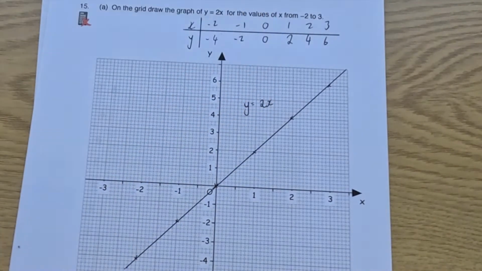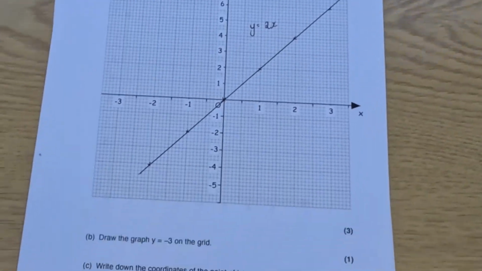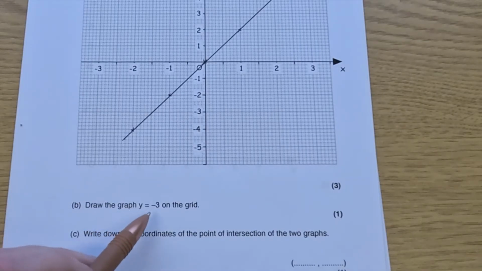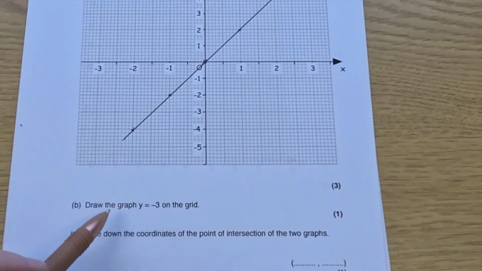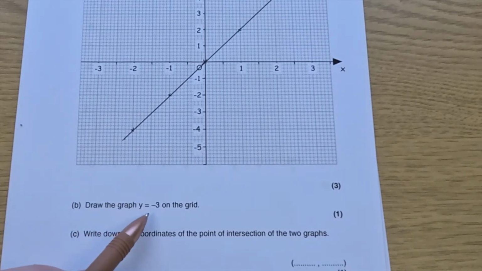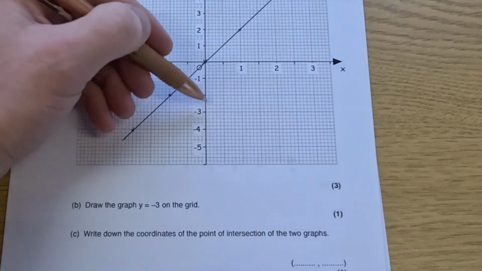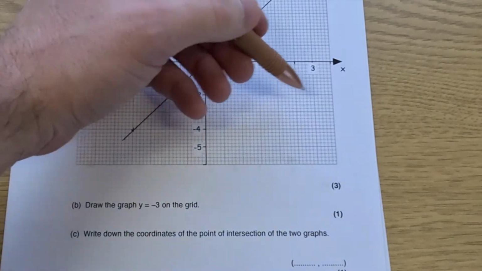So we've done part A, and if we go down and have a look at part B, it says draw the graph of y equals negative 3 on the grid. So there are all the points with a y coordinate of negative 3, such as 0, negative 3, 1, negative 3, 2, negative 3, and so on.